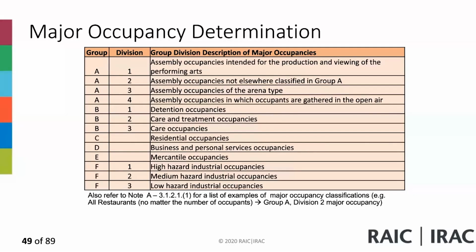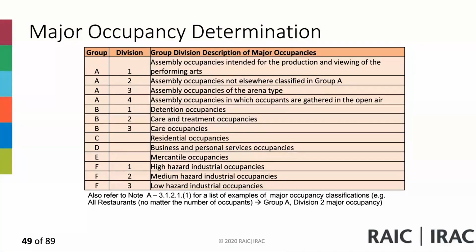Can you please talk about, in Group F2, sales rooms? How does that differentiate from retail? Okay. Sorry about that. So that depends on which province. But if you're looking at the sales room, let's take a look at the appendix notes. Let's go back to the definition of factories, Group F, Division 2.